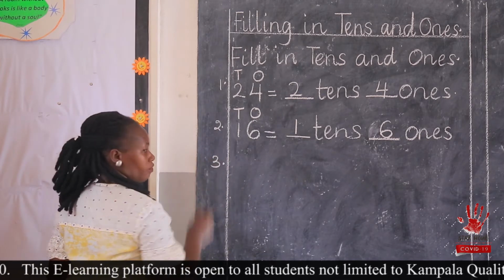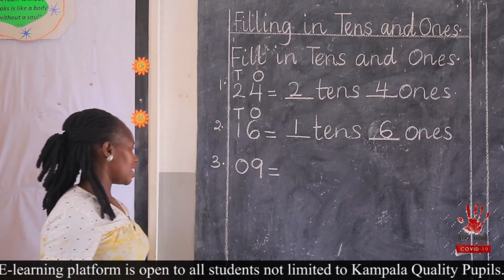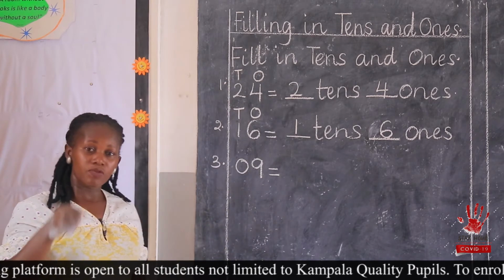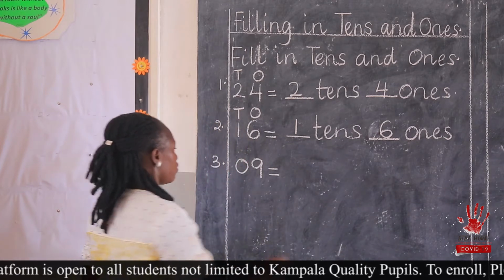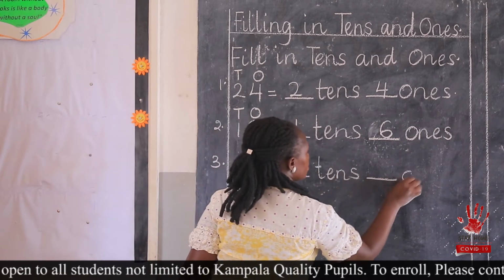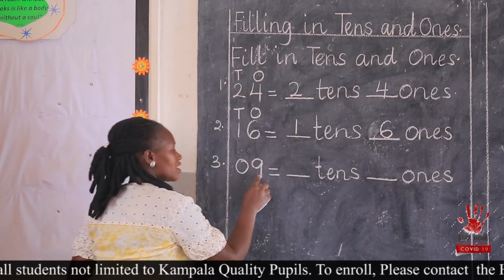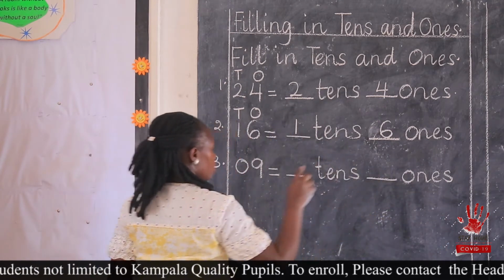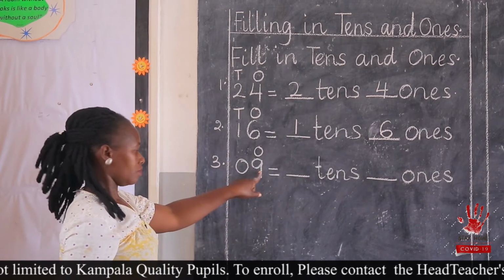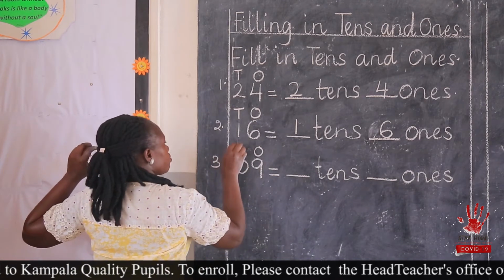Here we go. I have, my number is there, 0, 9. I have 0 and 9. Still, we shall write their place values before we fill in tens and ones. Okay? So what is the place value on the right hand side? Ones. So I will write my capital O above 9. Then 0 is in the place value of tens. So I write my capital T.